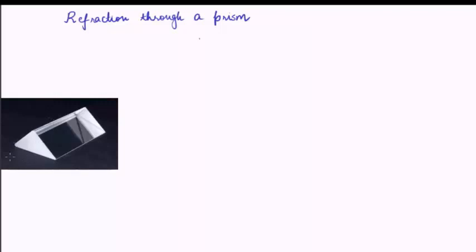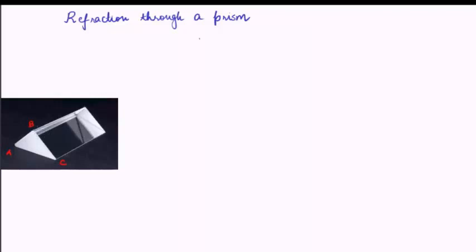Now this surface, let's call it ABC. This ABC is called the principal section of the prism. So this triangle is the principal section. This angle ABC opposite to the base is called the angle of the prism. So this angle B is the angle of the prism.